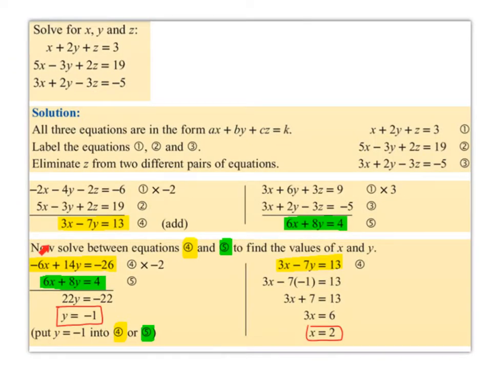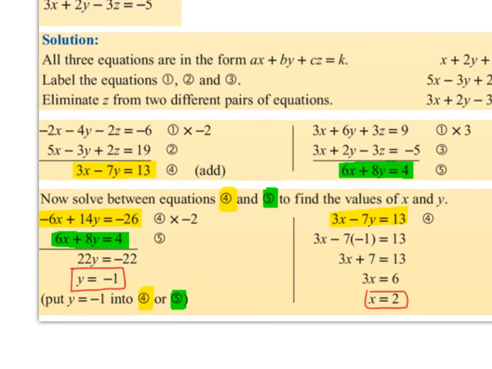So now we're going to solve between equations 4 and 5 to find the values of x and y. So this is equation 4 that we created ourselves in terms of x and y, we eliminated the z's. And this is equation 5 that we created ourselves, again we eliminated the z. So we just need to solve those simultaneously.